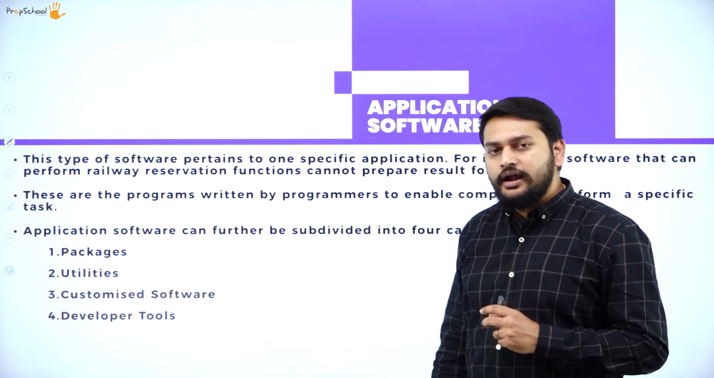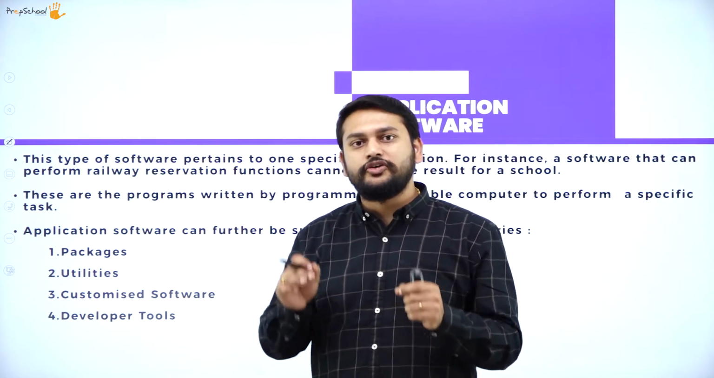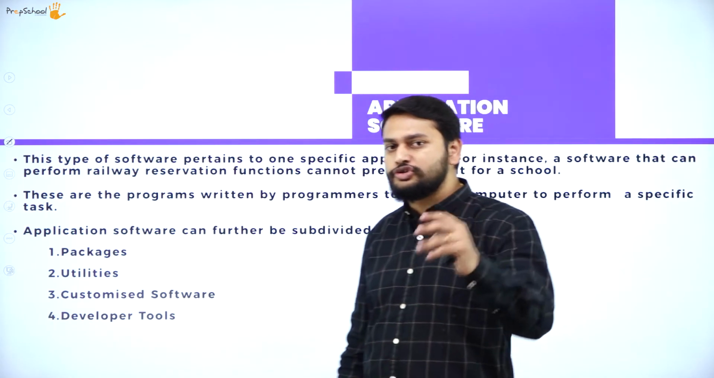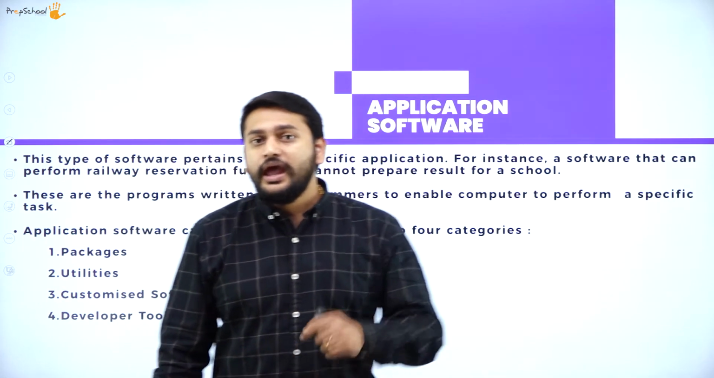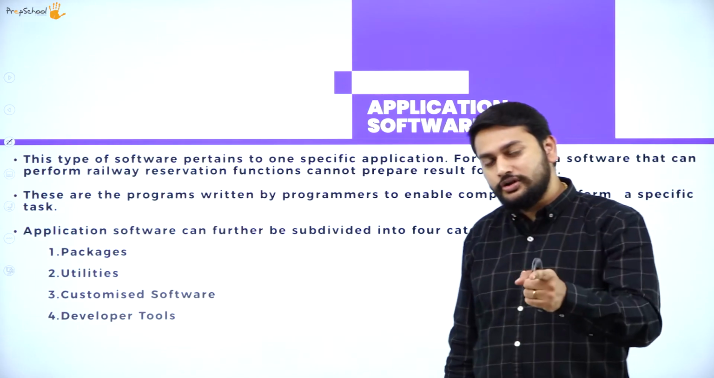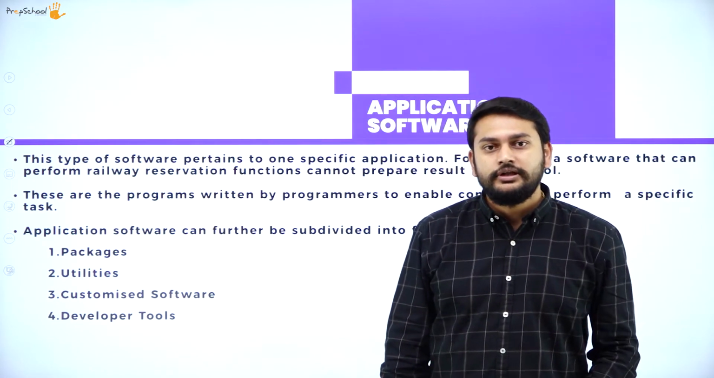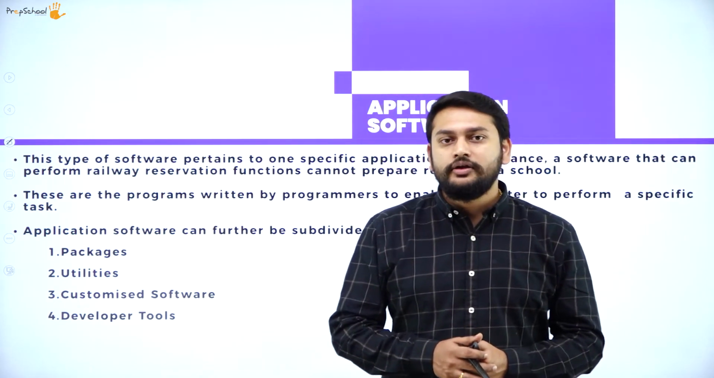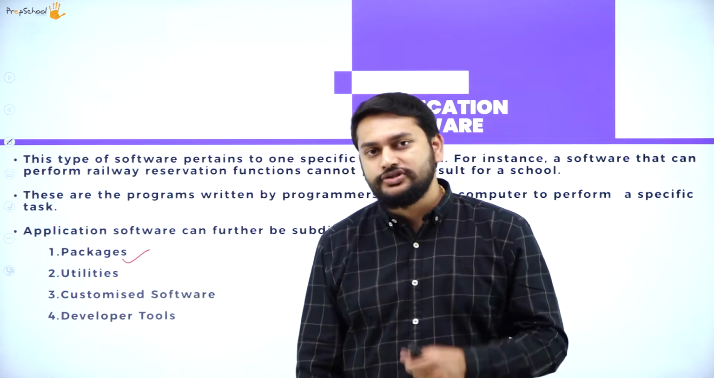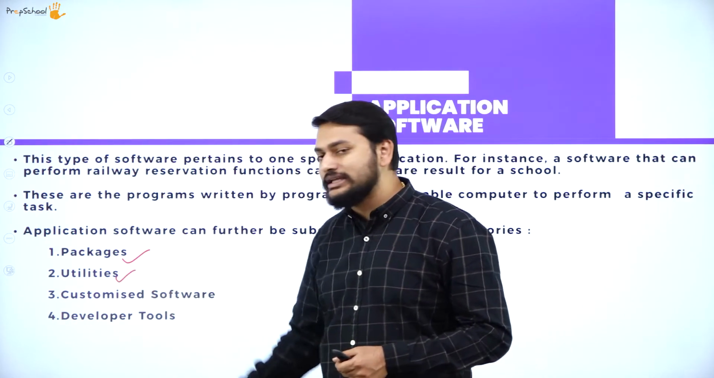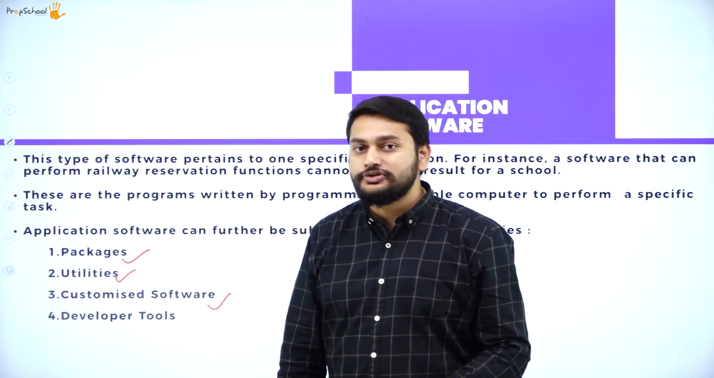So guys, to serve a particular purpose, we have a set of software. That is what I will call application software. Of course, all of you are not kids to not know this definition, but still. We have different types of application software. Let me discuss that one by one. The first one that I have is packages. The second one is utilities. The third one is customized software. And the fourth one is developer's tools.